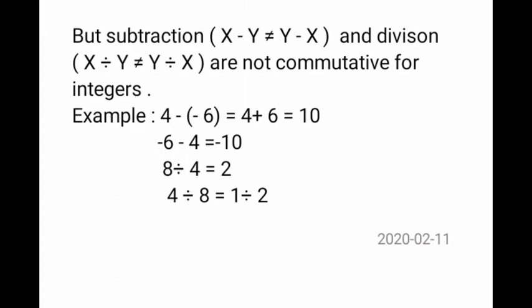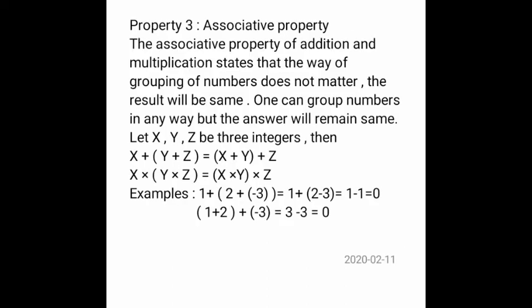If we check in the case of division, we also get the same result. If we divide 8 by 4, we get 2, and if we interchange the numbers and divide 4 by 8, we get half. Therefore, in the case of subtraction and division, commutative property is not valid.